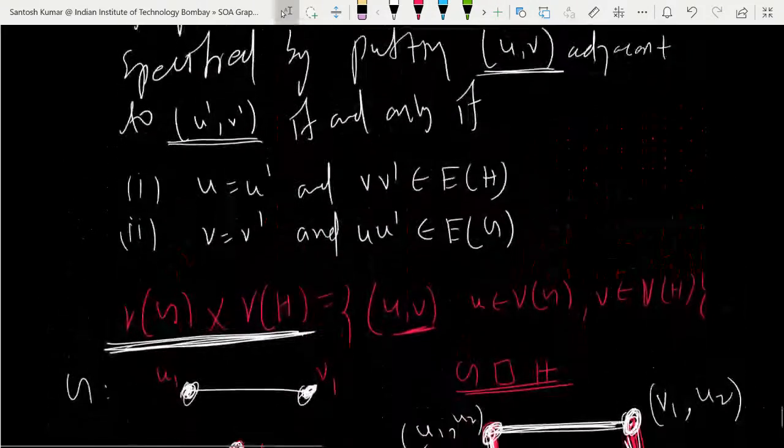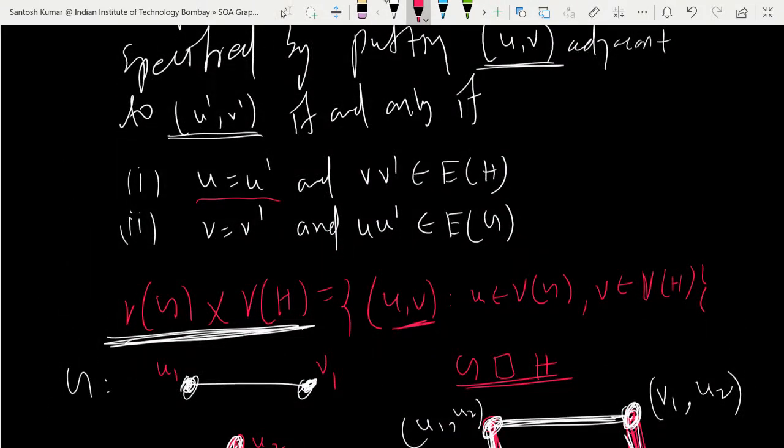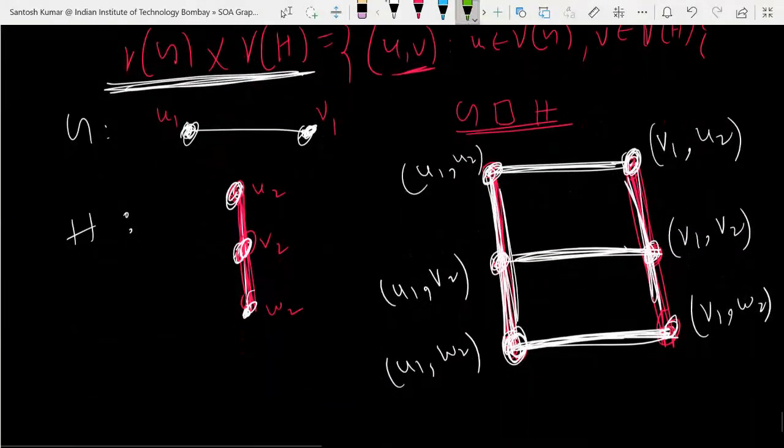Okay, so the condition was that if the first coordinate u is equal to u dash, then v v dash must be an edge in H. So now see, where do you see the first vertices are equal? Here it is u1, it is u1. So the first elements in both ordered pairs are equal, so u2 v2 must be an edge in H. So yes, it is an edge in H. If the first vertices are equal, then u2 v2 must be an edge in H.